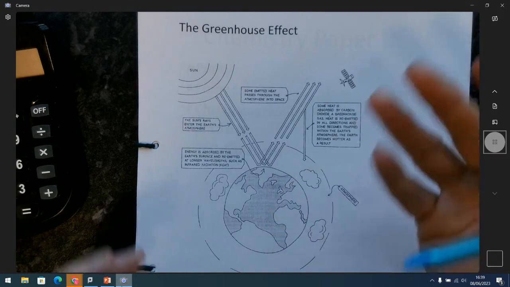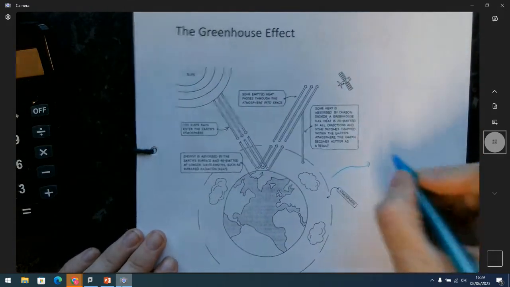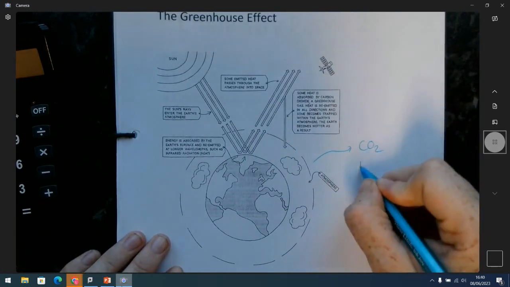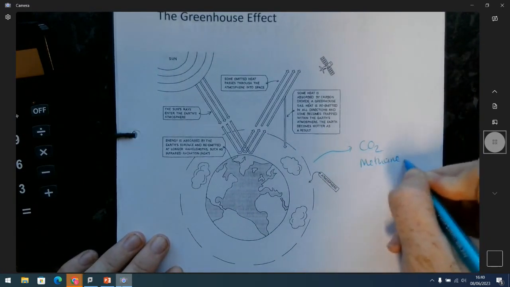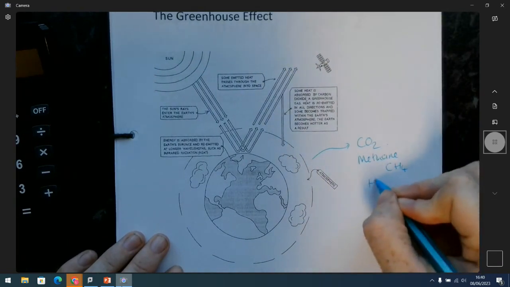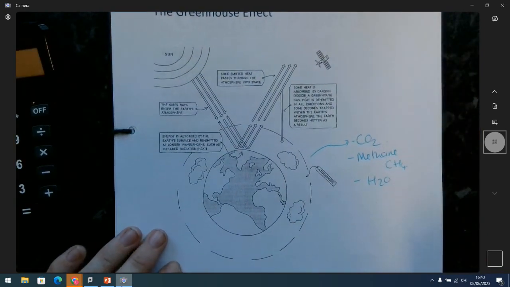You need to know what the greenhouse gases are. So we'll start off with that. The greenhouse gases you need to be aware of are carbon dioxide, methane, which comes from farting cows, so CH4, and water. So they're the 3 that the specification tells you about.